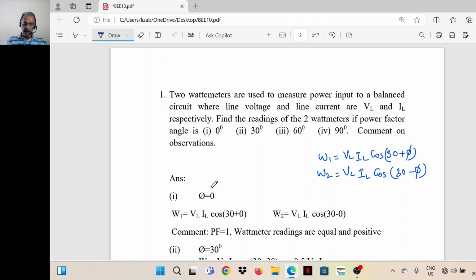So when the power factor angle is 0, then W1 will be VL IL cos(30 + 0). Power factor angle is 0 means power factor is 1, cos 0 is 1. So W1 is VL IL cos(30 + 0). W2 is VL IL cos(30 - 0). That means both are equal to VL IL cos 30. That means both the wattmeter readings are equal and both are positive. This is the observation made when power factor angle is 0 or power factor is 1.